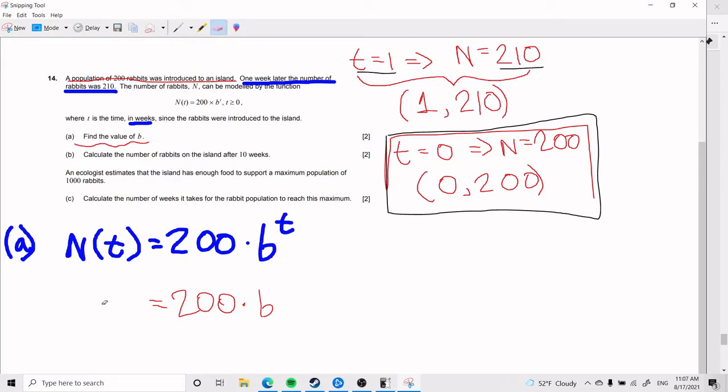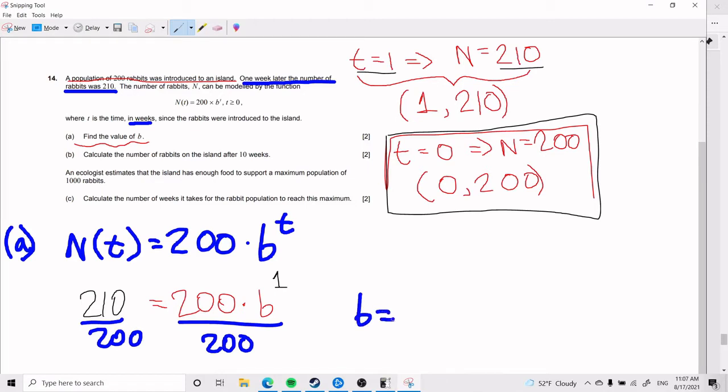So I'm going to go ahead and put the 210 here on the left, and we're going to have the t equals 1 up here, right? And so now getting the value of b is going to be much easier. Of course, we want to get b alone, so we're going to divide both sides by 200, and we're going to end up with b being equal to 210 divided by 200, and this is just going to be 21 over 20.